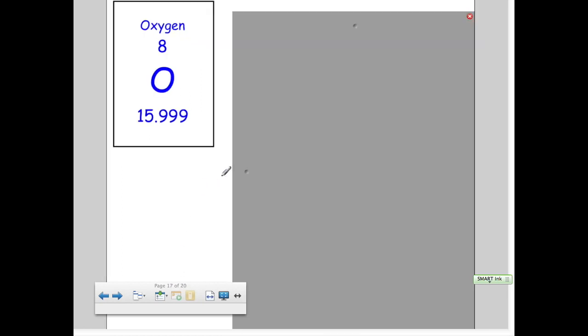Okay, let's try this one. Oxygen is here, and here's all of your information. Go ahead and copy this box down, and then try to figure out what the protons, neutrons, and electrons are, and also draw the picture.